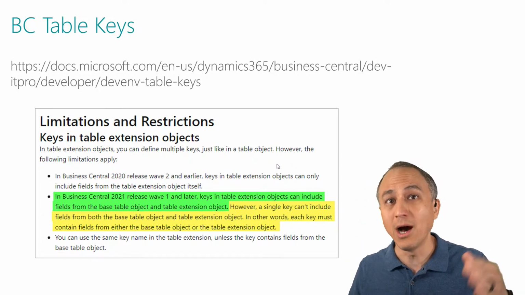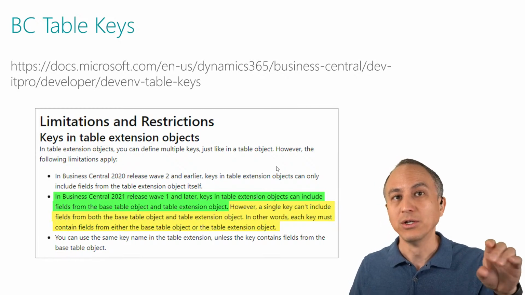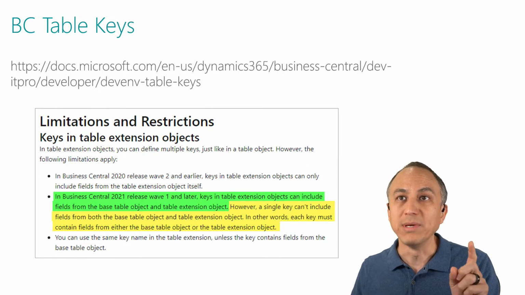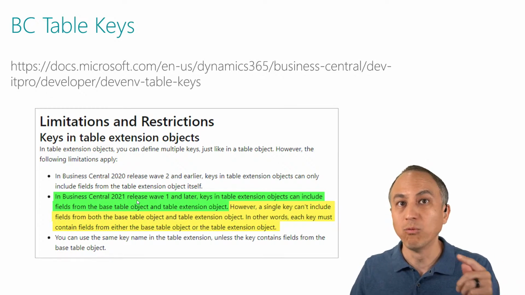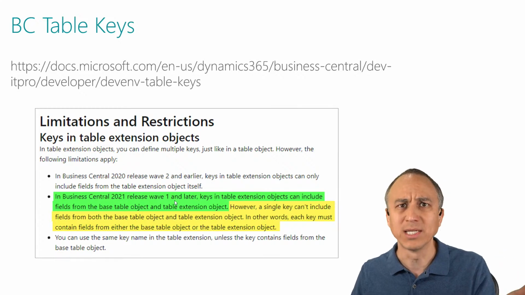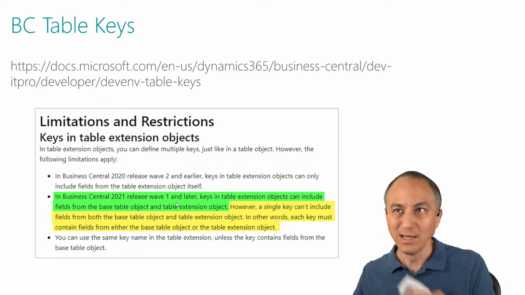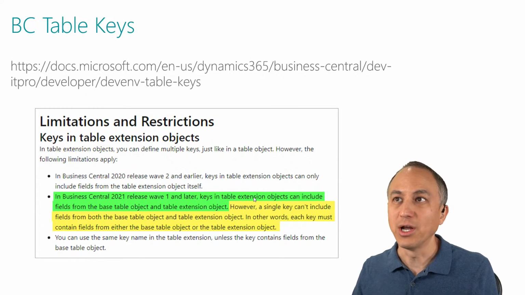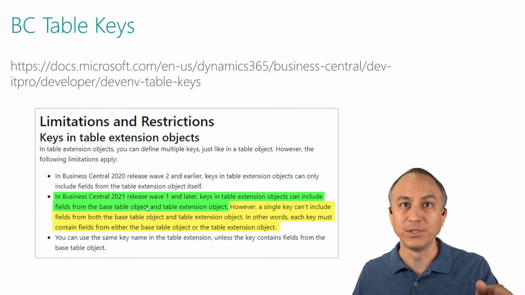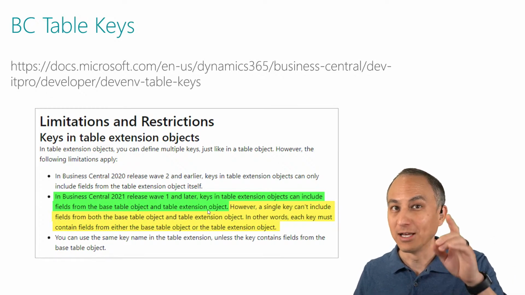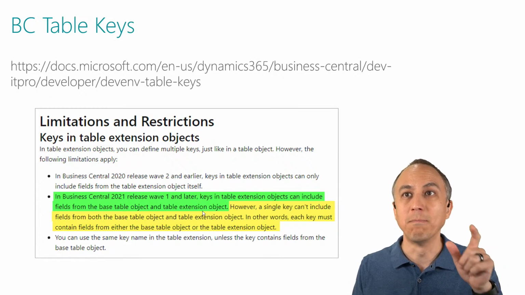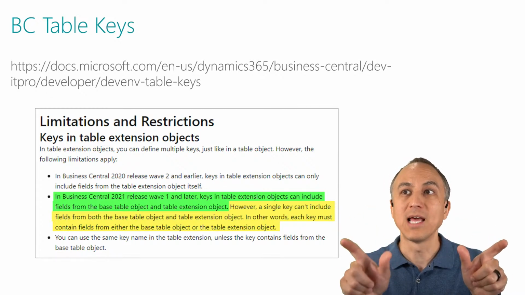Excuse me. You could not add new keys to the standard fields on a base table. However, with BC 2021 release wave 1, spring in the US, North America, spring 2021, I think it was April 2021, keys in table extension objects can include fields from the base table object and extension object. However, a single key cannot include fields from both the base table and the table extension.